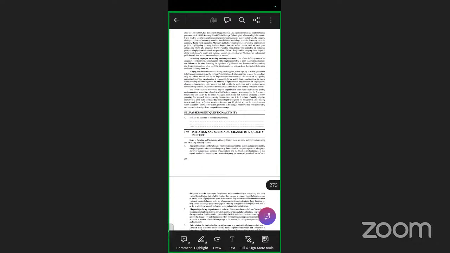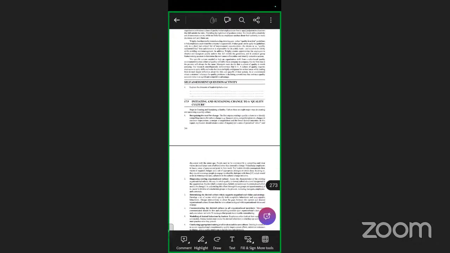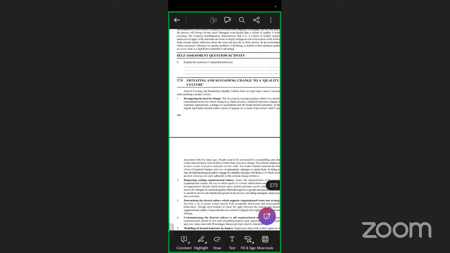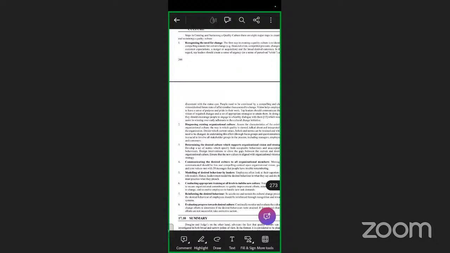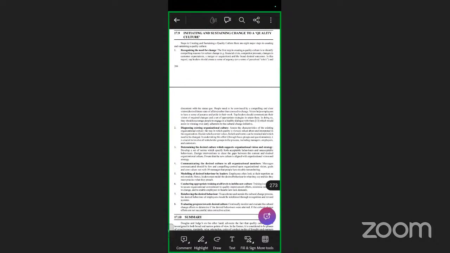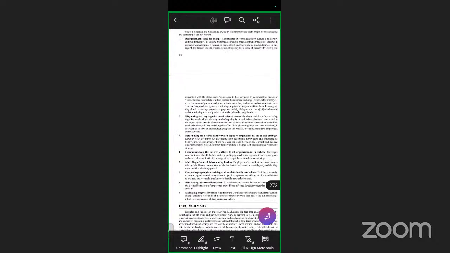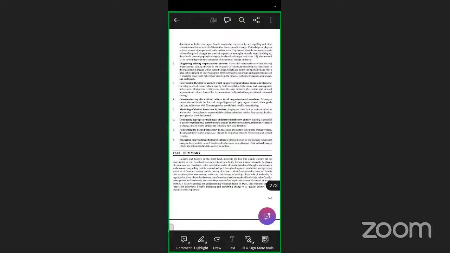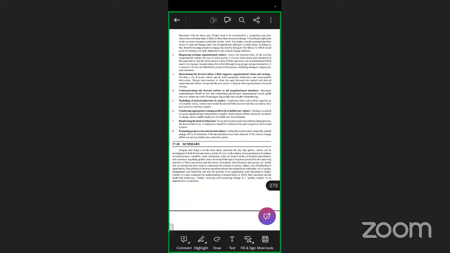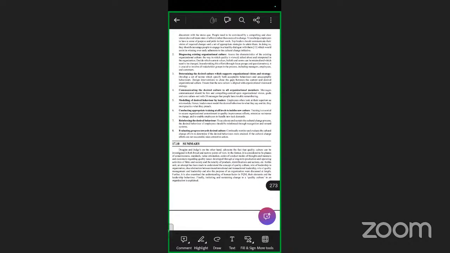Initiating and sustaining change in quality culture: recognizing the need for change, diagnosing the existing organizational culture, determining the desired culture which supports the organization's visionary strategy, communicating the desired culture to organization members, modeling the desired behavior by the leader, conducting training at all levels to embed the new culture, reinforcing desired behavior, and evaluating the program towards the desired culture.